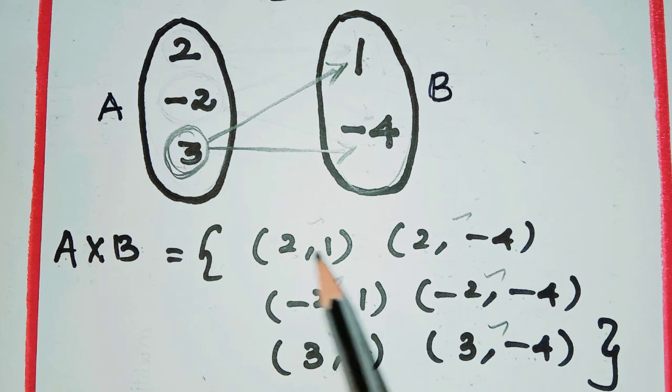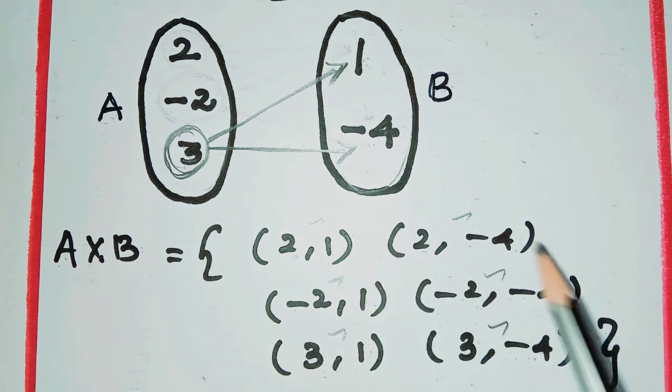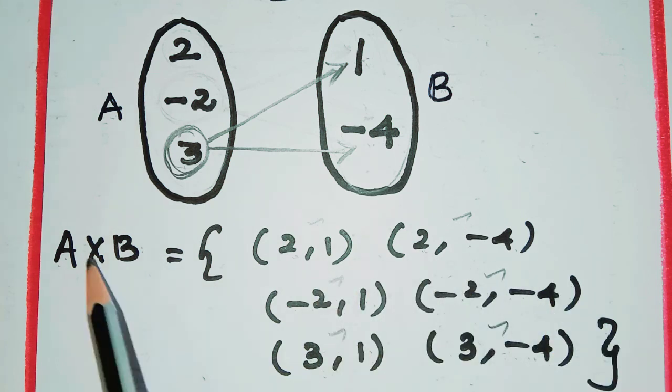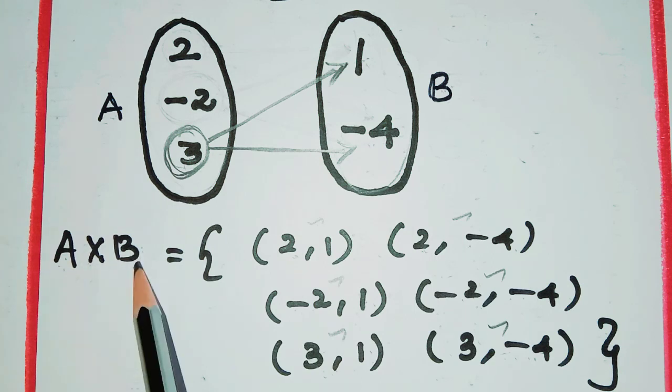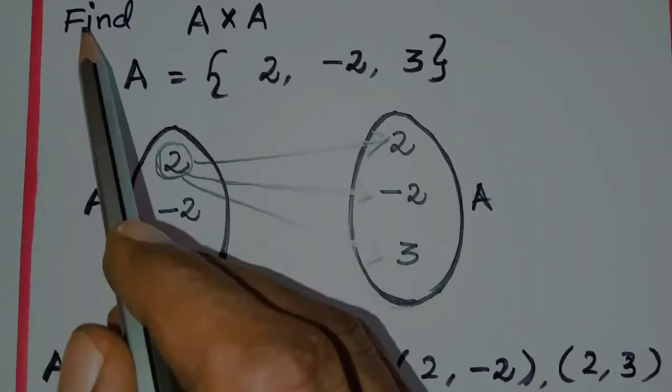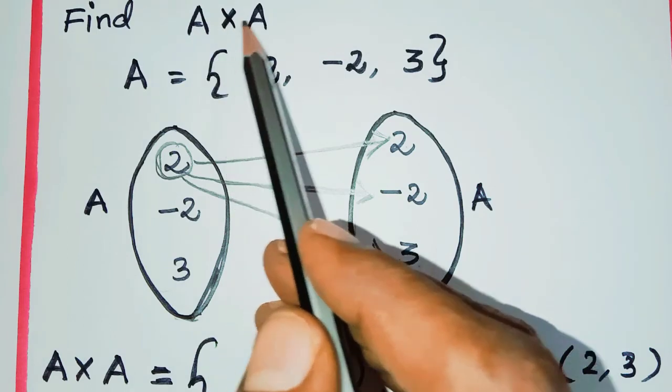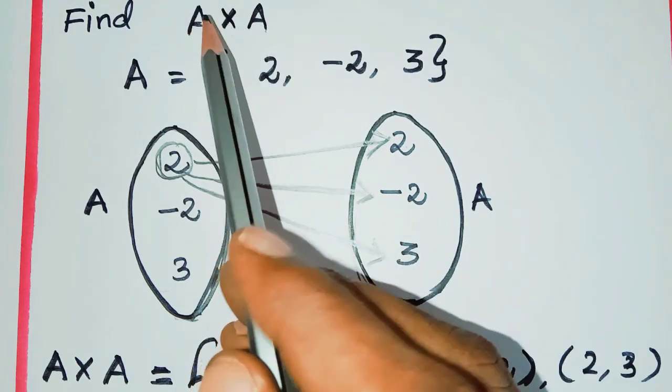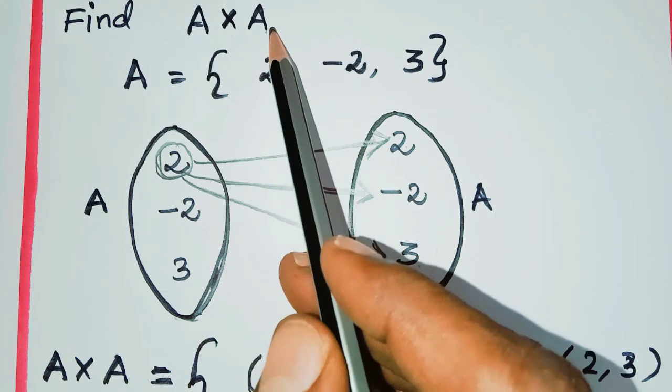Here: 2, 1, 2, minus 4, minus 2, 1, minus 2, minus 4, 3, 1, 3, minus 4. So these are the 6 ordered pairs, all possible ordered pairs, 6 sets. These 6 ordered pairs are called the Cartesian product of A cross B. Find the Cartesian product of A cross A. So, Cartesian product between the same set.